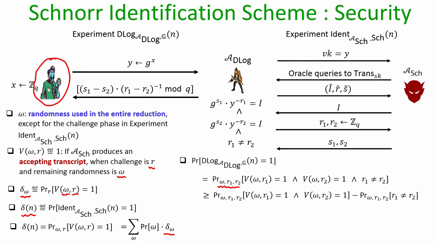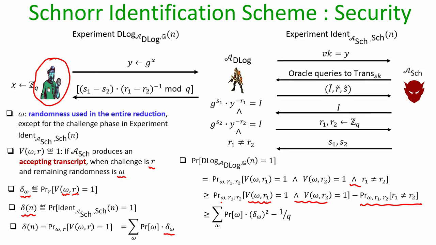So, by using the rules of probability, I can take the probability over omega, r1 and r2 inside, and substitute this AND condition by this subtraction condition. And I know that the probability that my challenge randomness r1 and r2 are the same is 1 over q, because both r1 and r2 are picked randomly from the set Z_q. And now I can expand the first quantity and the second quantity with respect to r1 and r2 and fixed omega.